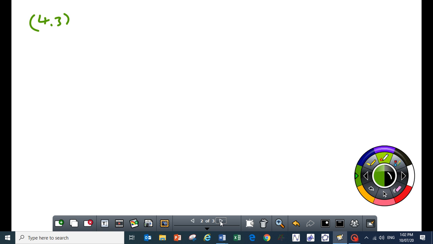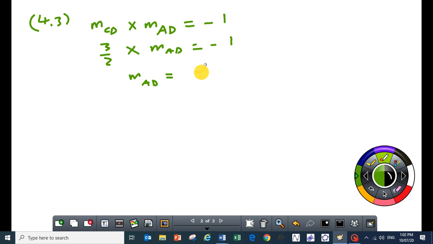So I'll say, first thing, I know that the gradient of CD, MCD times MAD, will give me -1. Remember, if two lines are perpendicular, the product of their gradients is equal to -1. So the gradient of CD is 3/2 times the gradient of MAD, that should give me -1. So MAD is going to be -2/3.